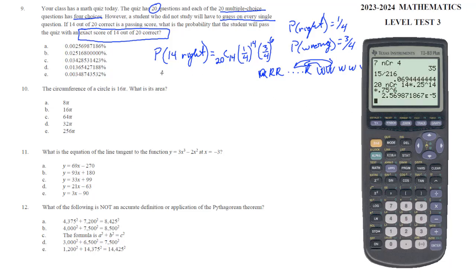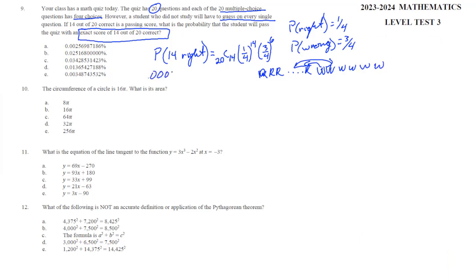Now, let's write this out: 0.00002569, blah, blah, blah. Notice that was scientific notation. All of these are in percents, so that means they moved the decimal 2 places. So it's 0.002569, blah, blah, blah, percent. Answer is A.